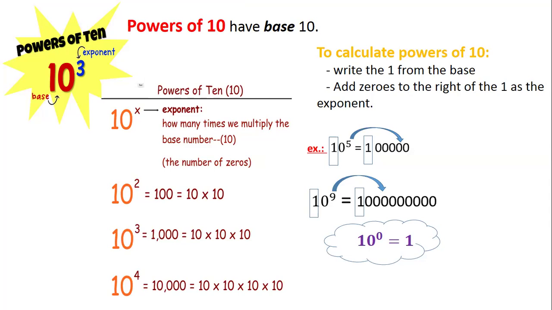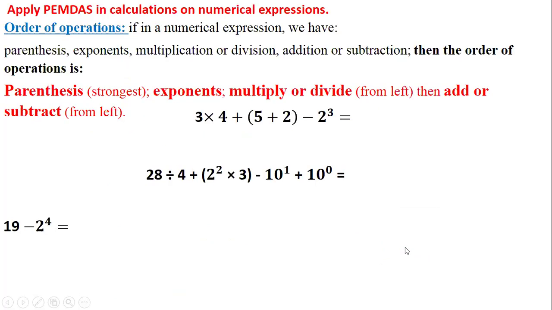But we can find the answer of a power of 10 without writing a repeated multiplication sentence. For example, 10 to the power 5: from the base, I take the 1 and we add zeros as the exponent to the right of the 1, so we add 5 zeros. 10 to the power 9, we write 1 and we add 9 zeros. 10 to the power 0, we write 1 and we add no zeros.